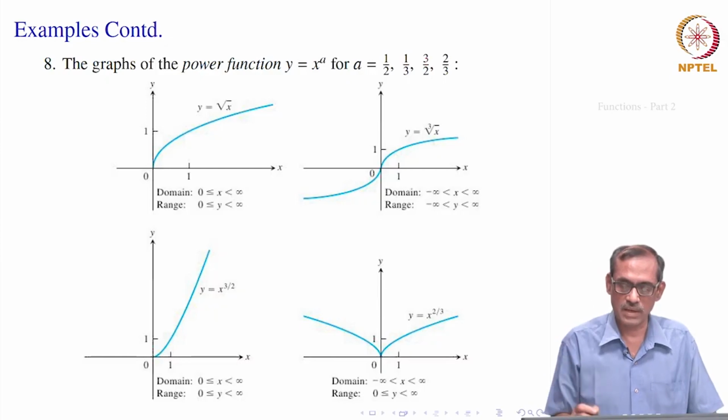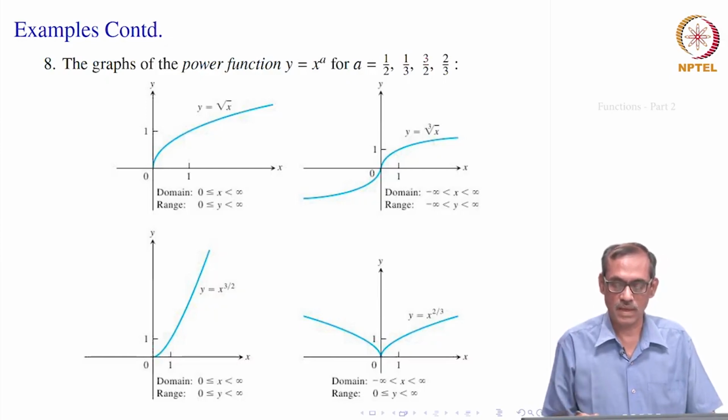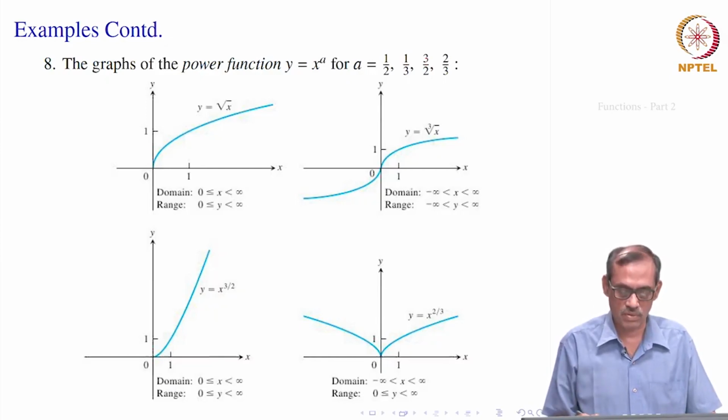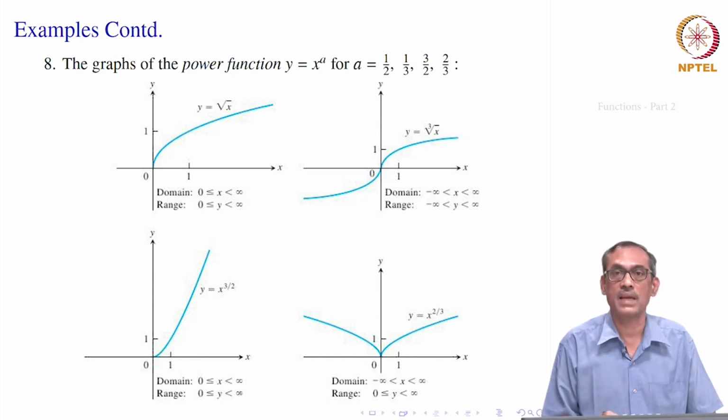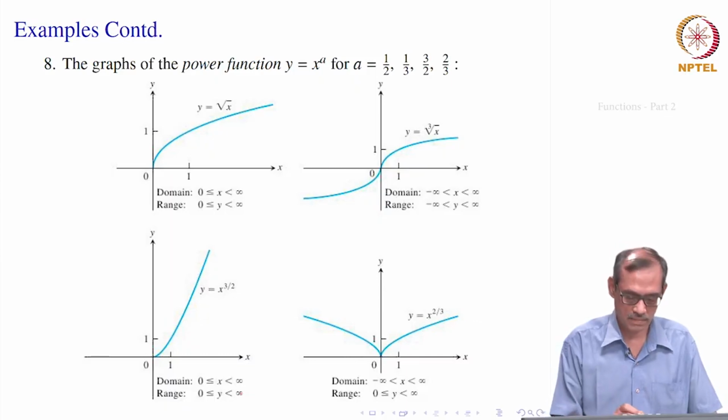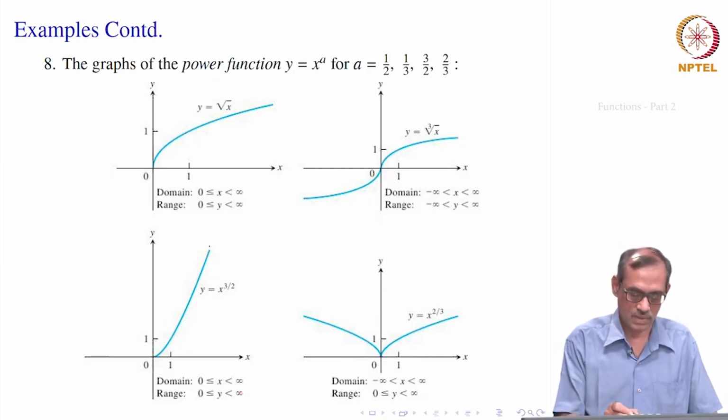Okay. So, let us take a equal to 3 by 2, y equal to x to the power 3 by 2, or it is really square root of x cubed. So, if you plot it, it would be looking like this. Its domain is again non-negative real numbers, range is also non-negative real numbers, and it looks something like one portion of a slightly looking like a parabola, but not.